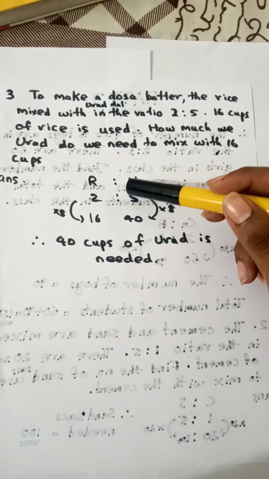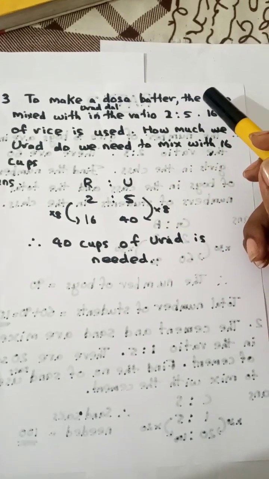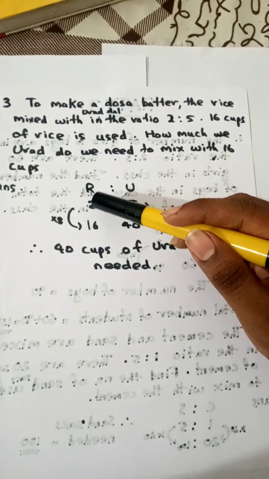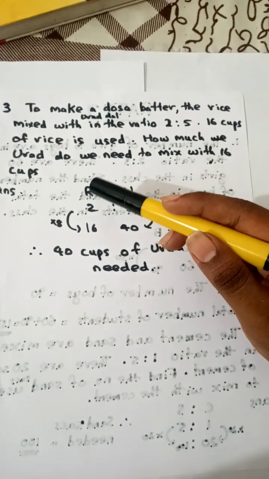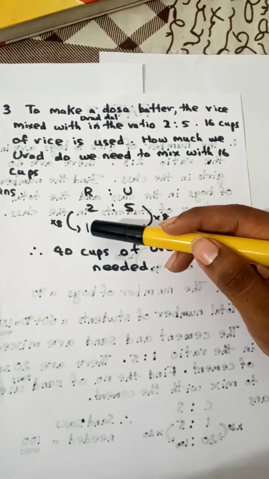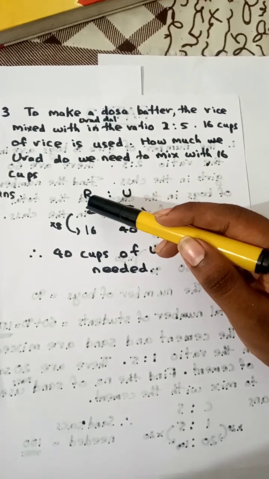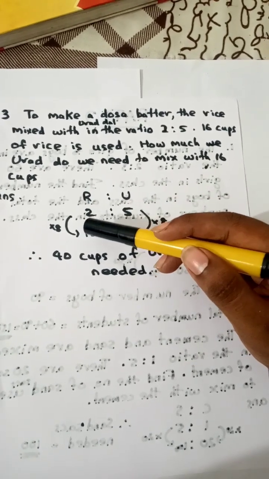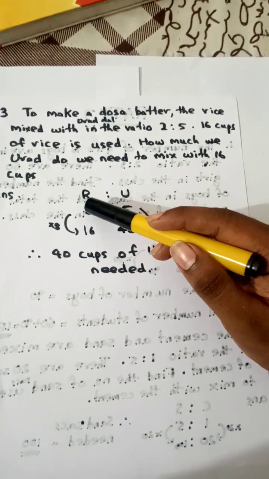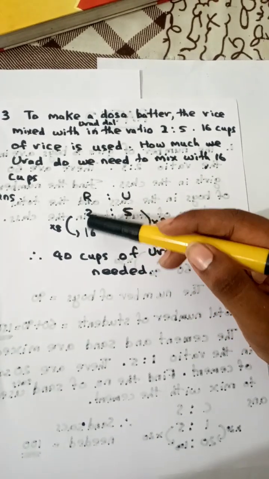Rice is to urad is in the ratio 2 is to 5. There are 16 cups of rice, so writing 16 in the rice place. Converting 2 to 16, we need to multiply 2 with 8. Multiplying 2 with 8, we would get 16.